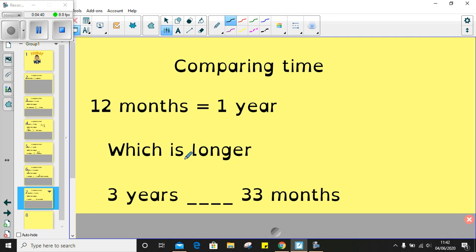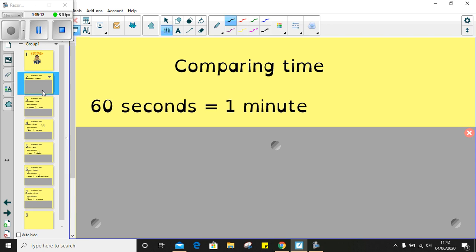So I need to figure out how many months are in 3 years. For me to do that, I need to multiply 12 by 3. Because I'm quick with my times tables and I can count off my 3s if I wanted to, count off my 12s if I wanted to, but I know that it is equal to 36. So because I know that 36 months is equal to 3 years, I can see that 3 years is longer than 33 months. So let's just go back and recap what we've done so far.